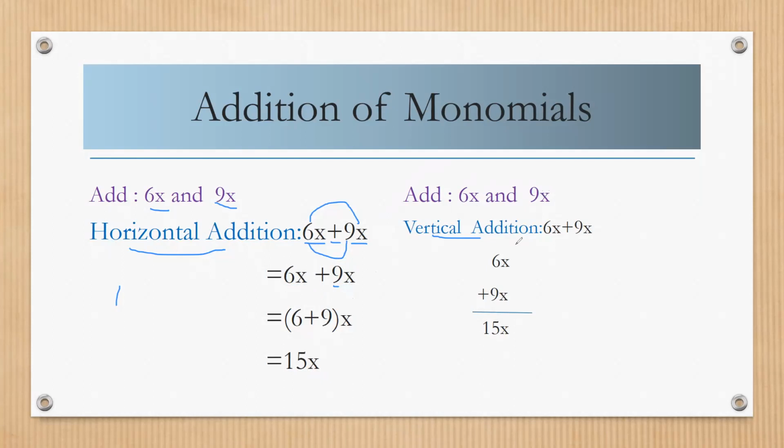Vertical addition means I have to write the numbers like this. So I have to write 6x, and down, I have to write 9x. It's up to you. You can write 9x upward and then 6x. So here I have written 6 plus 9 is 15x. Clear, everybody? Clear? We just have to add the coefficients. That's it.